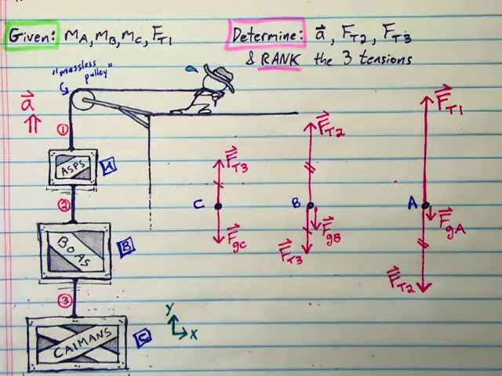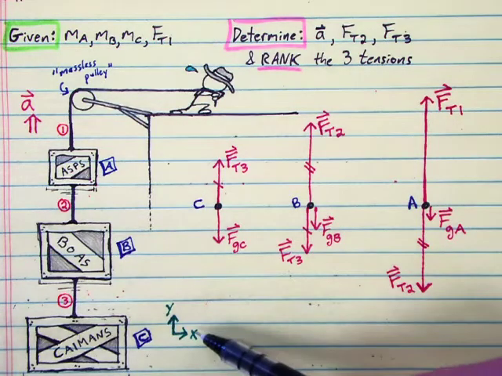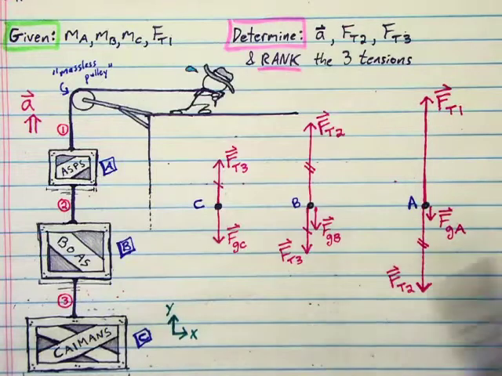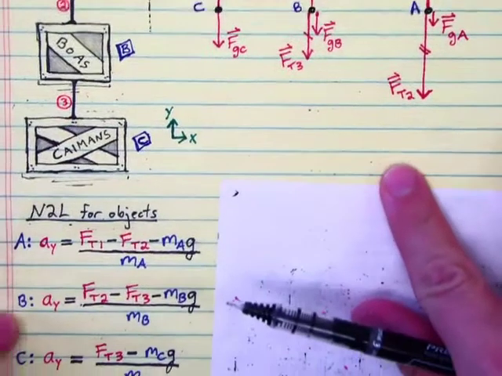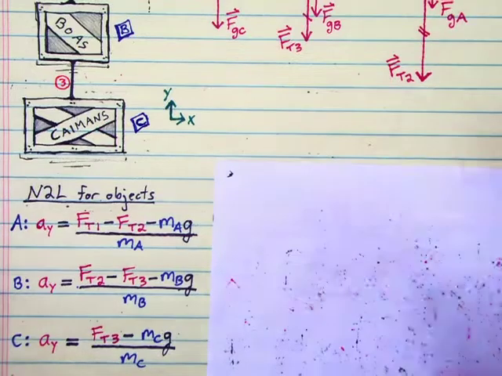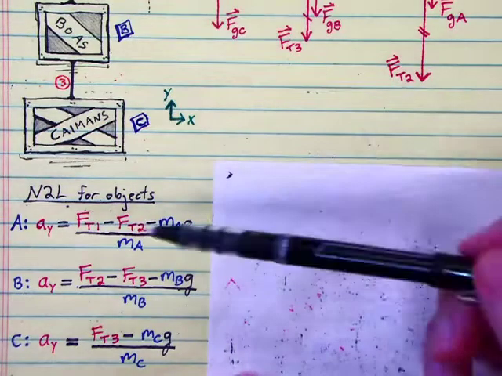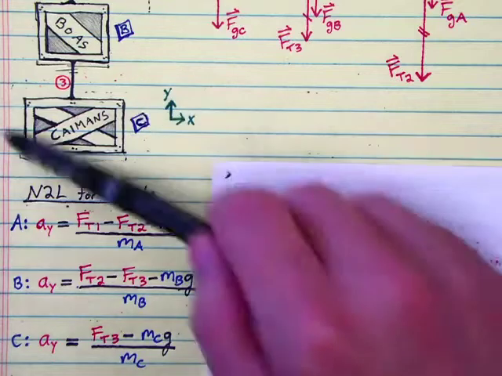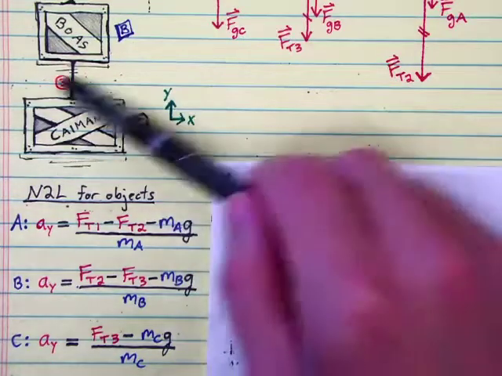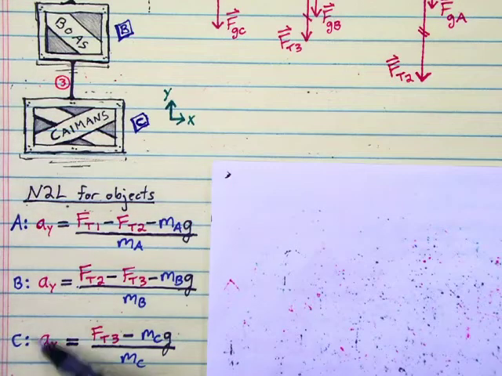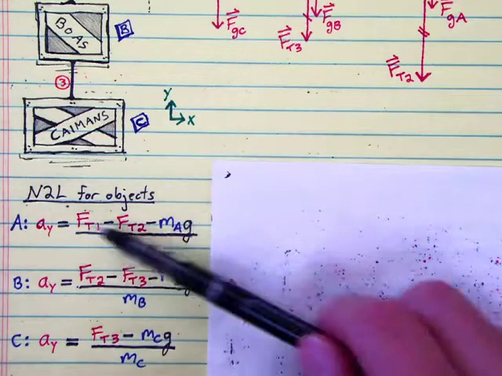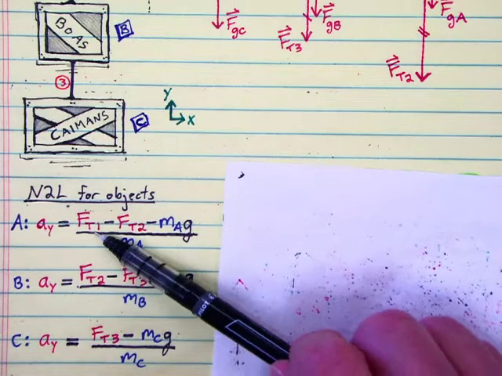Now let's get our AAA step here, our axes, and start doing some Newton's second law for the individual objects. Here we go, Newton's second law for crates A, B, and C. What I want to point out here is that crate C here at the bottom, at the end of the chain, the object there at the end tends to have the simplest looking free body diagram. Crate A is also relatively simple because tension 1 is a given, so there's only one unknown here.